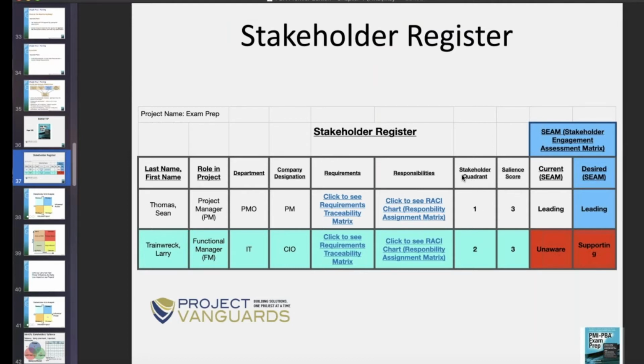But we're going to see things about stakeholders. You've got a stakeholder quadrant, salience score.